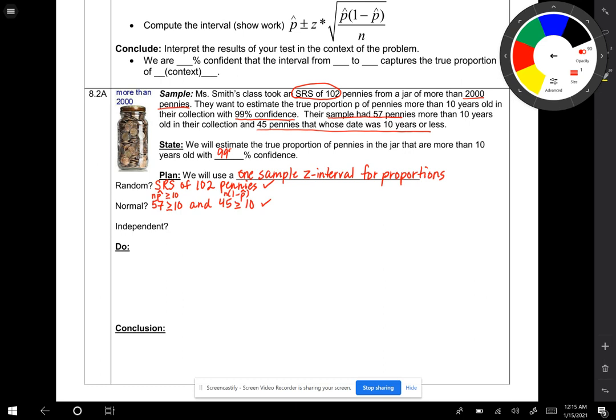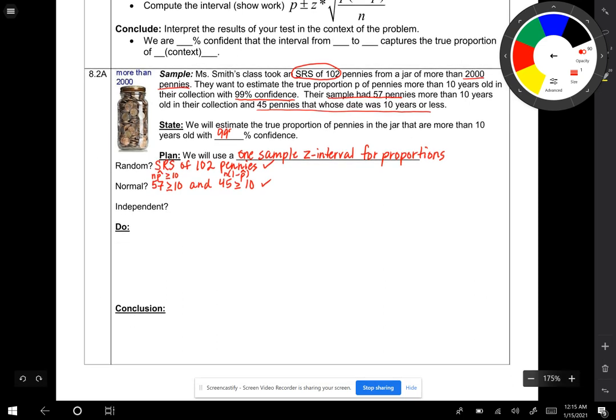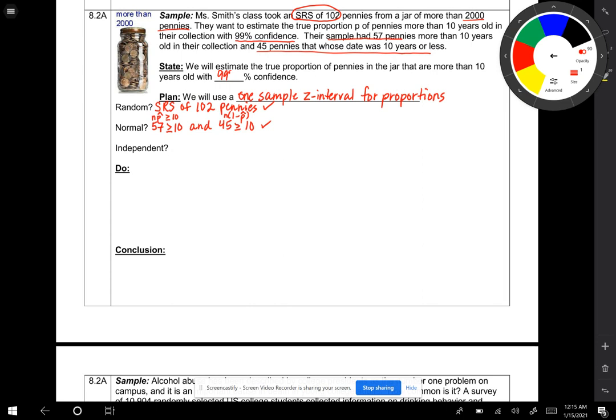And now for the independent, so you're not replacing. So you did not sample with replacement. So you're going to have to see if the 10% condition applies. So take your sample size and multiply by 10. You don't even have to say reasonable to assume because there are 2,000 pennies and 102 times 10 is only 1,020. So there are more than 1,020 pennies in the jar. So all three conditions have been met, and now, therefore, we can do our calculations.